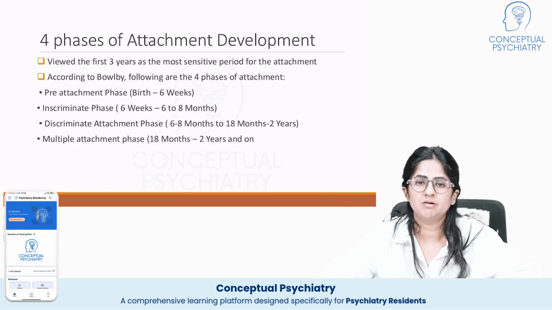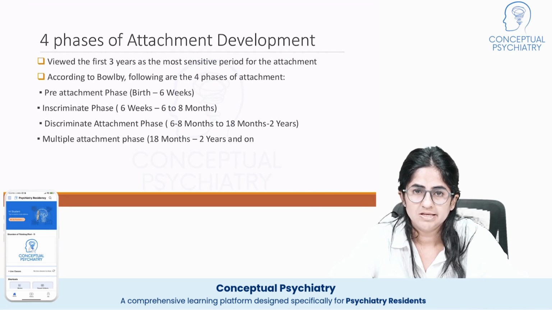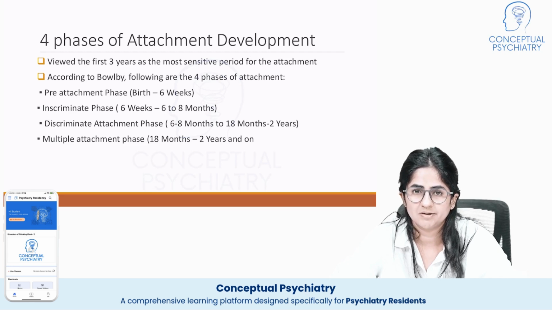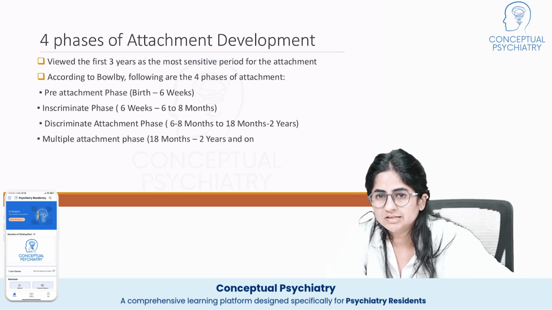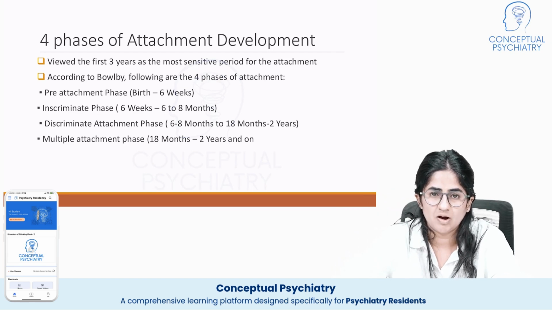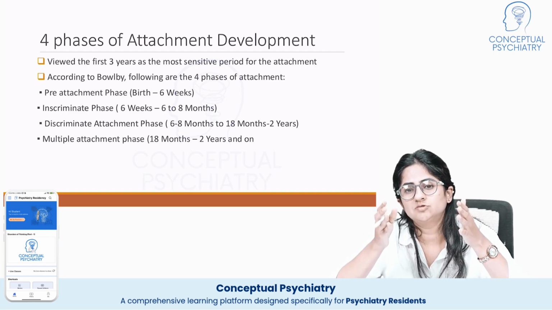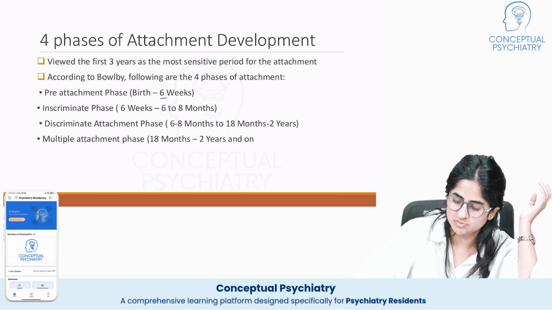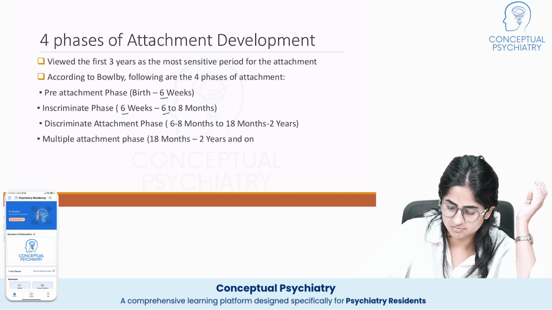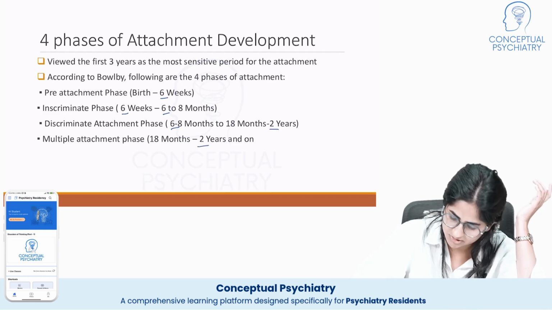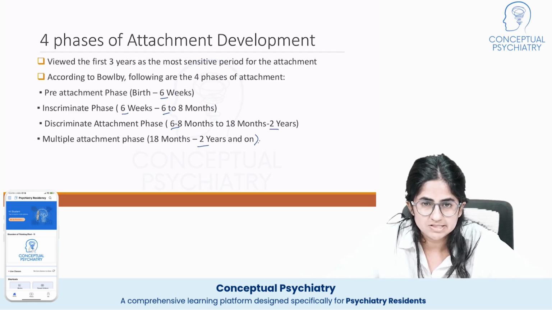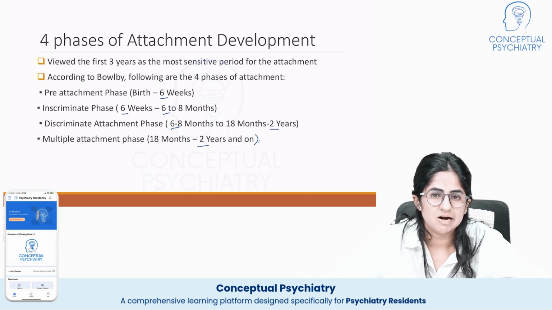Now we will be speaking briefly about the 4 phases of attachment development. According to Bowlby, the first 3 years are the most sensitive part of attachment. Following are the 4 phases of attachment. Number 1 is the pre-attachment phase, from birth to 6 weeks. It's easier to remember the 6 things: birth to 6 weeks, 6 weeks to 6 months, 6 months to 2 years, and then 2 years and onwards. So there is a pre-attachment phase, indiscriminate phase, discriminate attachment phase, and multiple attachment phase.